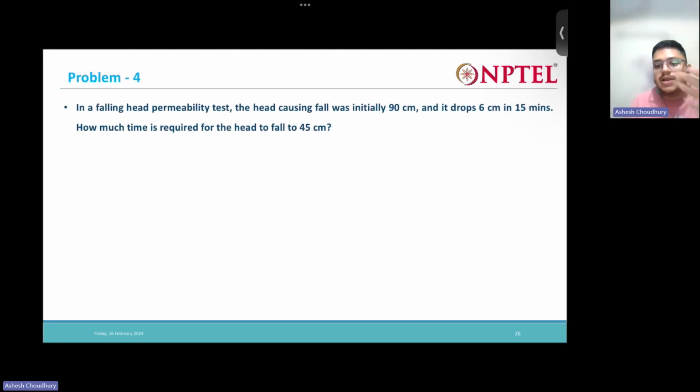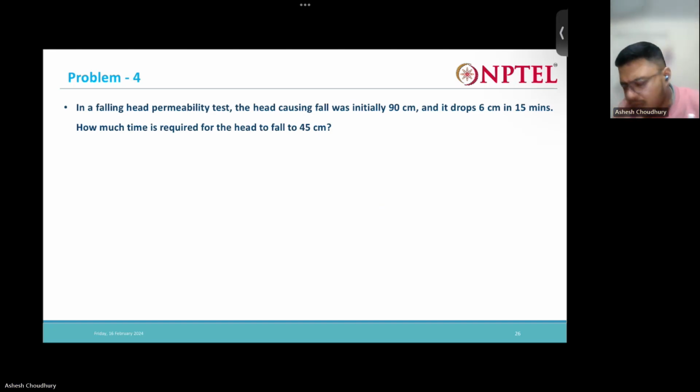Now a similar problem we are going to solve for the falling head test. So we solved the problem for the constant head test. Now let us see the falling head test. In the falling head permeability test, the head is constantly dropping with time. As time passes, the head keeps on falling. But in the constant head test, with constant supply of water, that head is maintained across the soil. That head does not fall with time.